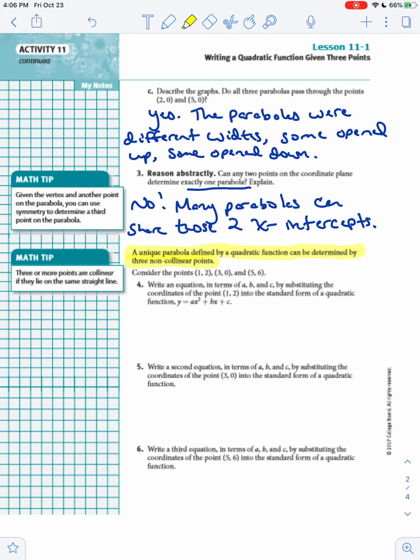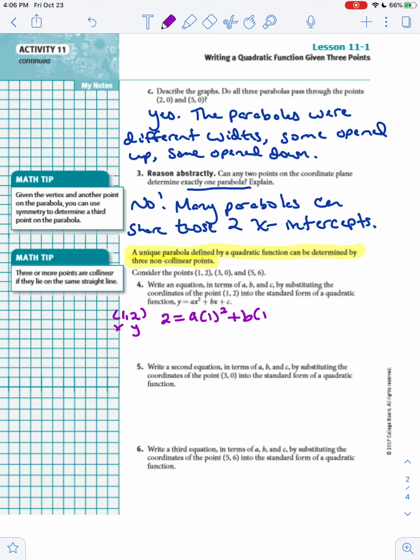So we have our 3 points. We have the points (1, 2), (3, 0), and (5, 6). And what they're going to have us do in these steps is write equations in terms of a, b, and c by substituting each point into the standard form. So we're going to start with the point (1, 2). For the ordered pair (1, 2), 1 is x, 2 is y, and we're going to plug it into the formula.